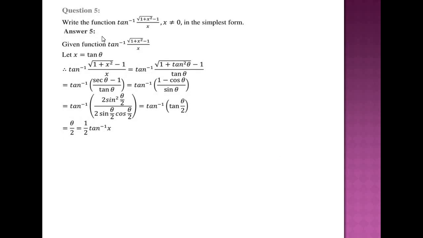Next, question 5. Write the function tan inverse of under root 1 plus x square minus 1 upon x, where x is not equal to 0, obviously, in the simplest form. When I say in the simplest form, means this particular stuff, under root 1 plus x square minus 1 upon x has to be converted in terms of tan function, because outside function it is a tan inverse. We know that tan inverse and tan gets nullified.